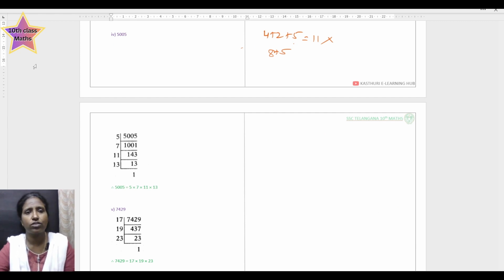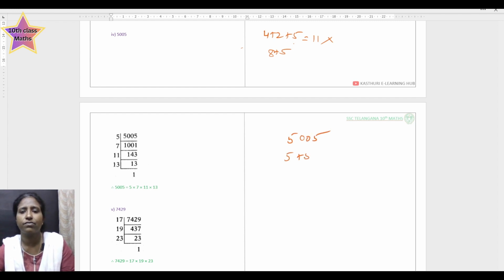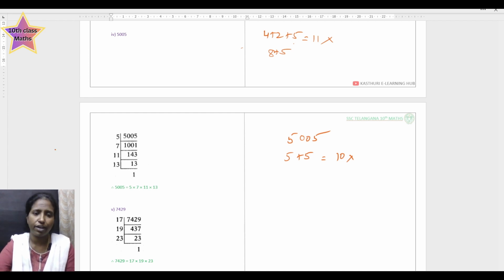Okay, 5005, last digit is 5, so it is not divisible by 2. Now, if we go with 3, 5 plus 5 is 10. That's also not divisible by 3. Okay, so last digit is 5, so you can go with 5. If we divide 5005 by 5, we will get 1001.